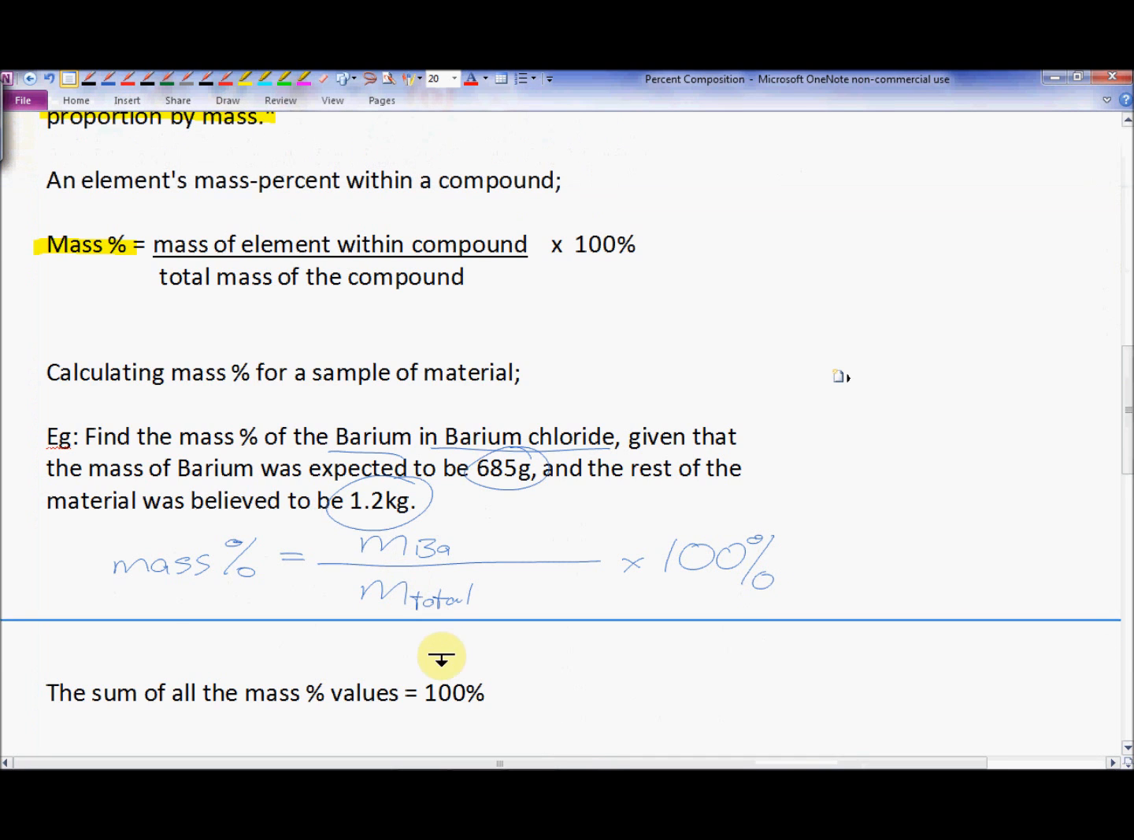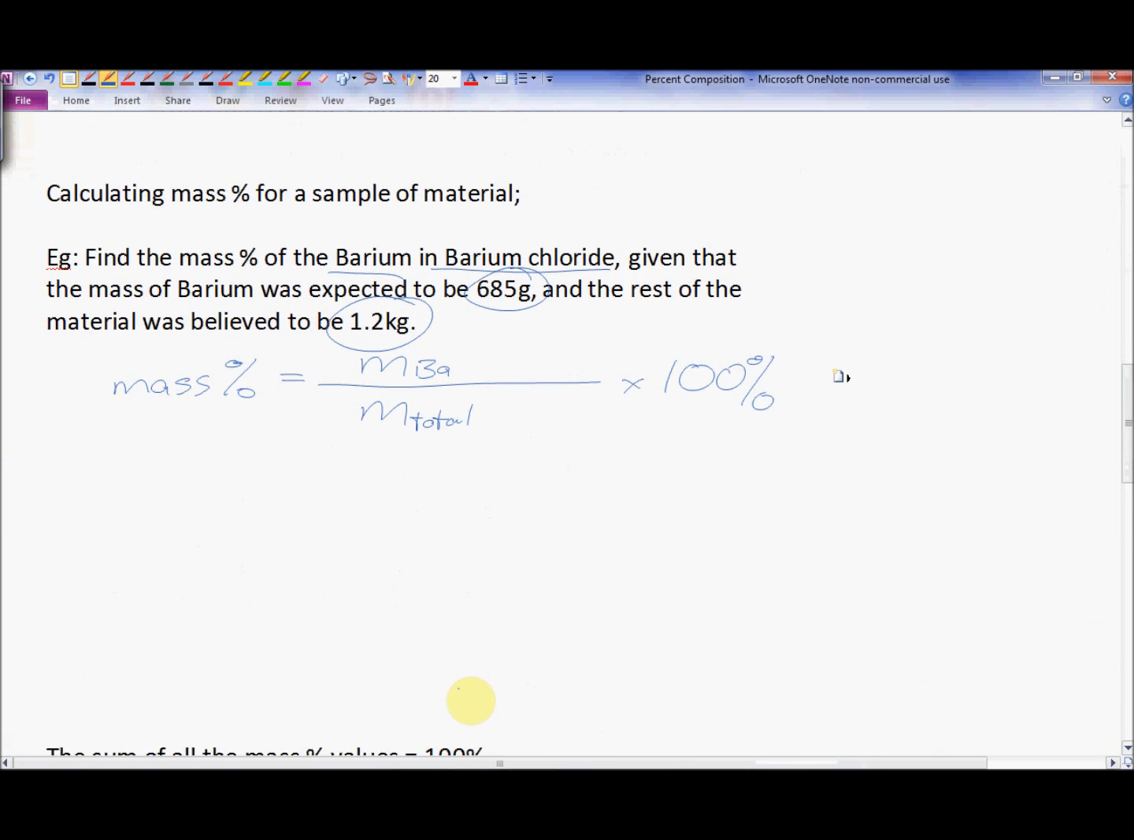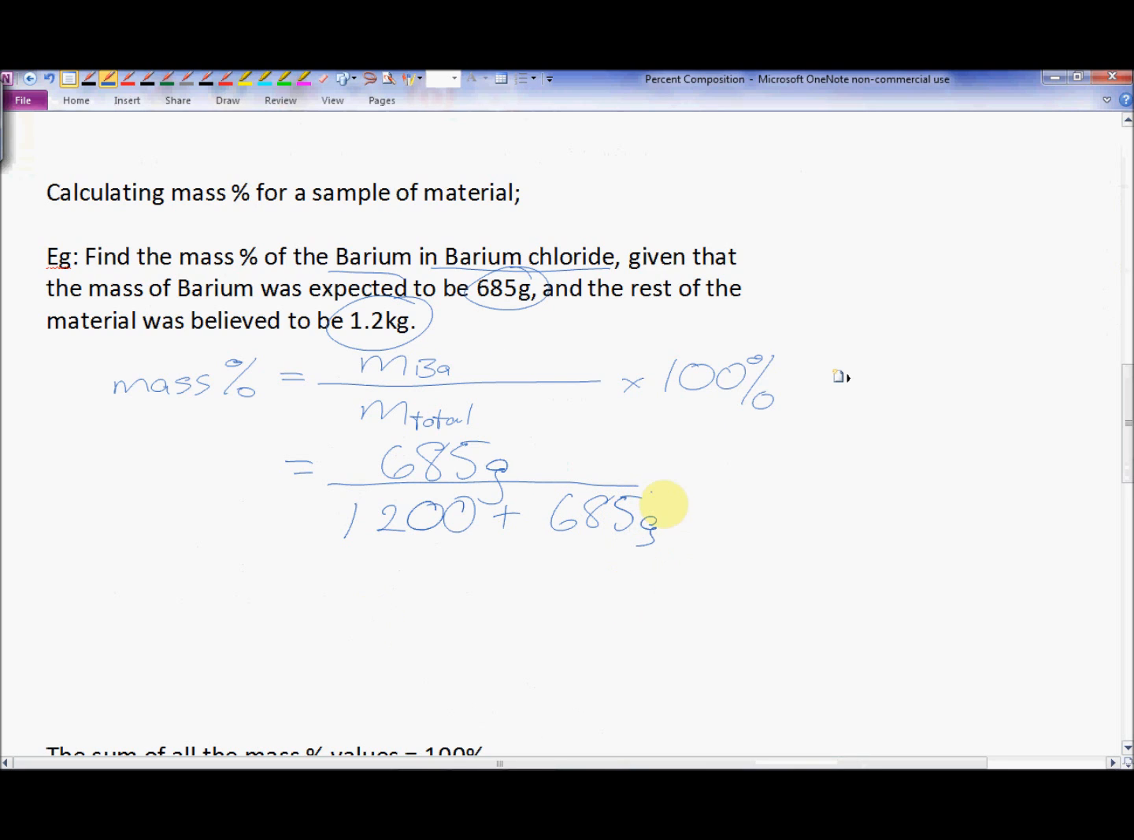I'm just going to give myself a little more room here. So that's going to be equal to the mass of the barium, in this case 685 grams, divided by the total mass. The mass of the barium was 685 grams. The rest of the material was 1.2 kilograms, so the 1.2 kilograms will be 1,200 grams, plus the mass of the barium, which is 685 grams. And then we'll take that and multiply by 100%.